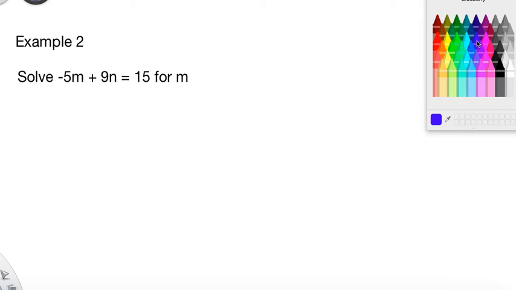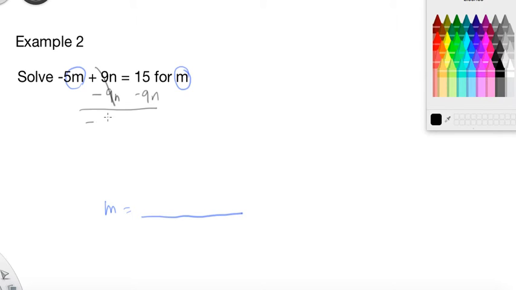Okay, so in this one we are given negative 5m plus 9n equals 15, and we need to solve for m. So in the end, I'm going to say m equals some value. And we just pretend the plus 9n is a number. It could be any number. It could be 27. It could be 54. We don't know what it is. But if it were just a regular number, we would just subtract it from both sides to get the m by itself.